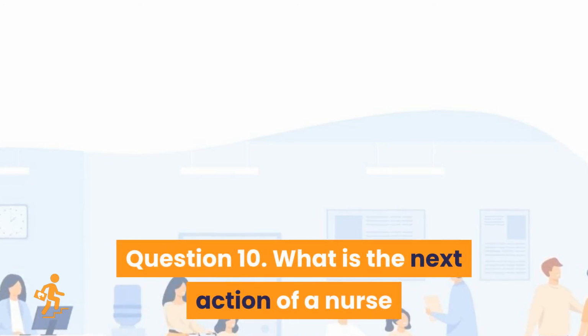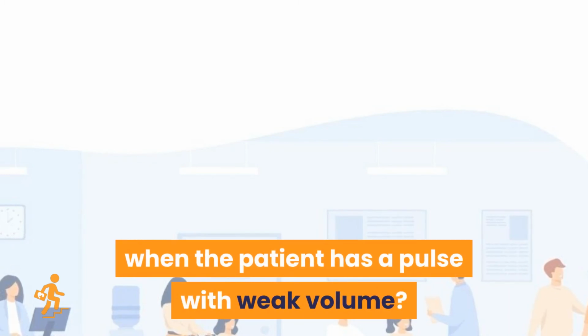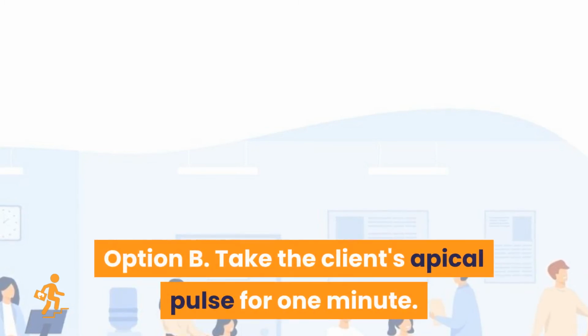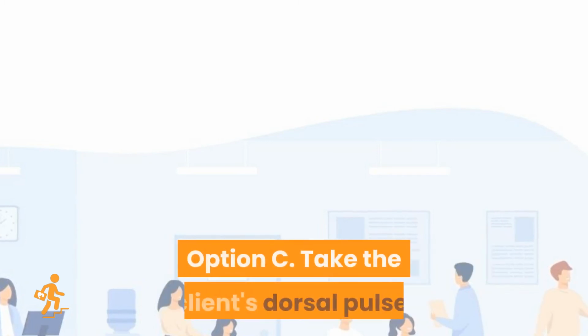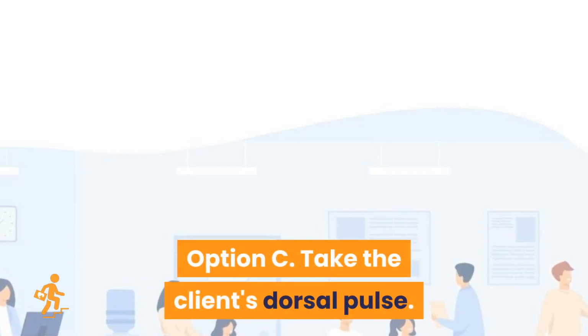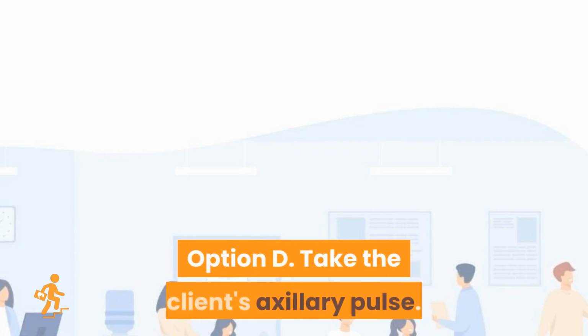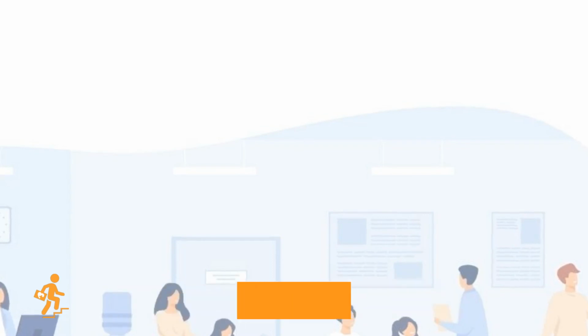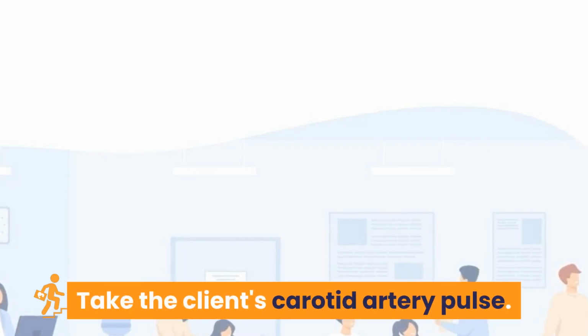Question 10. What is the next action of a nurse when the patient has a pulse with weak volume? Option A. Take the client's carotid artery pulse. Option B. Take the client's apical pulse for 1 minute. Option C. Take the client's dorsal pulse. Option D. Take the client's axillary pulse. Option A is the right answer. Take the client's carotid artery pulse.